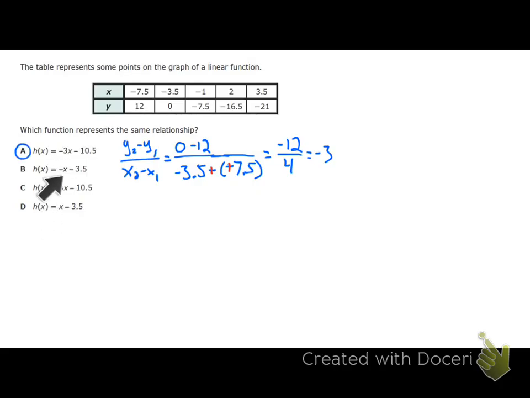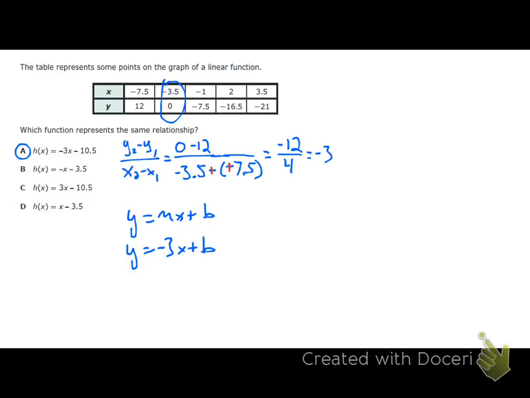We really have one answer choice with negative 3, but let's pretend there were a couple of answer choices with negative 3 and we had to also calculate the y-intercept. Here's how you would do that. I know that a linear function takes the form of y equals mx plus b. We've just calculated our m to be negative 3. So what I can do now is just pick a point. I'll go with that one. And let's substitute it in for x and y.